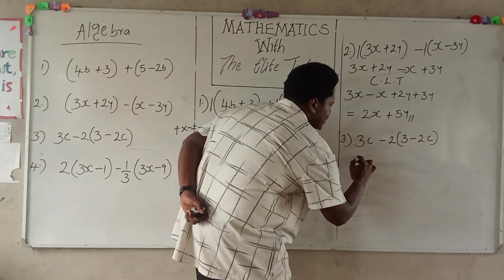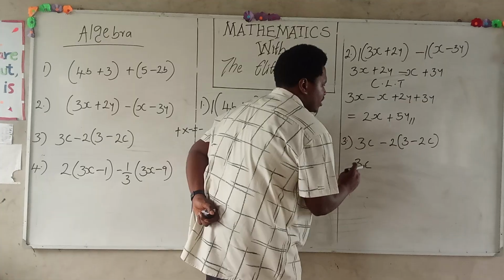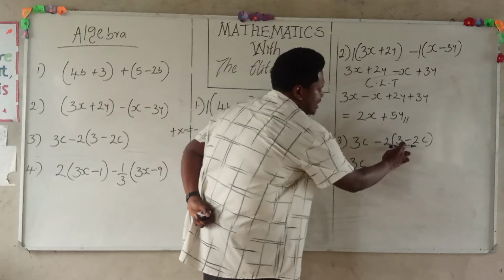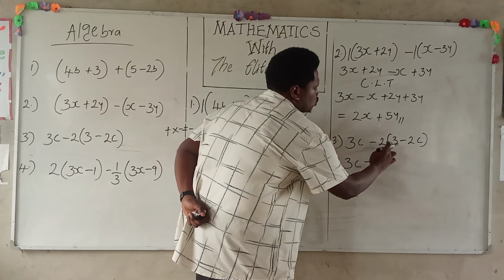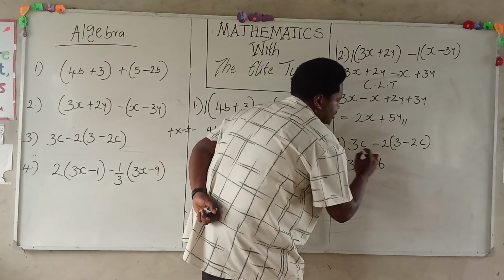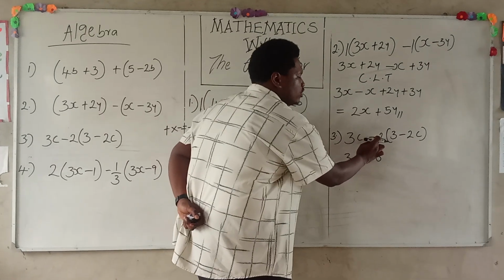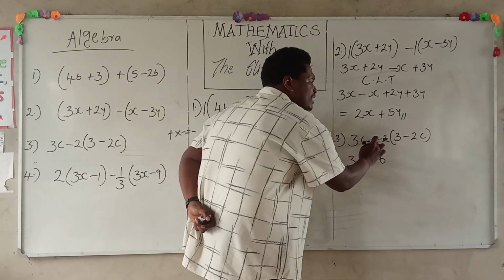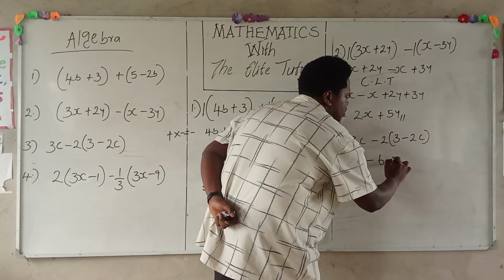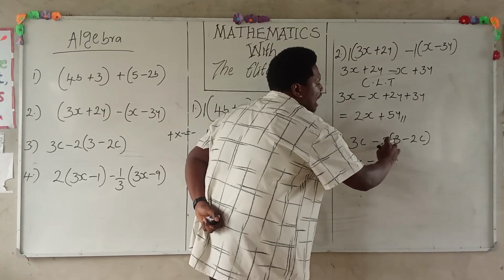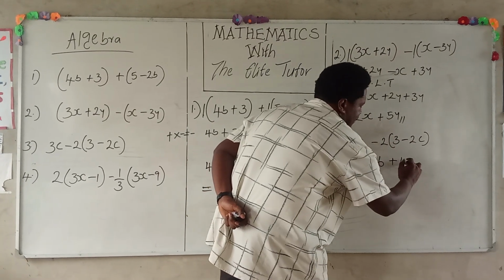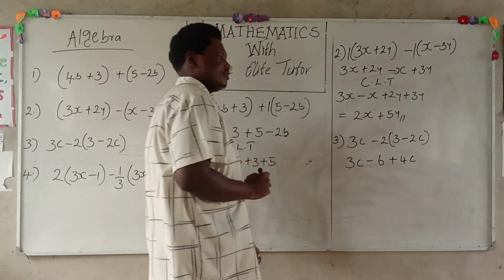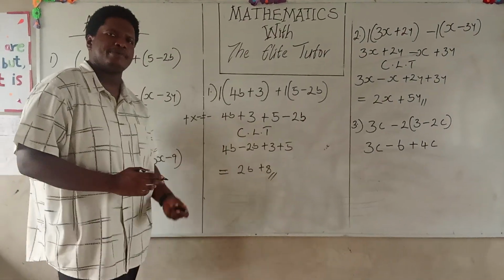So we are going to have 3c minus 2 times 3, we are going to have 6. Now minus 2 times minus 2c. Firstly, minus times minus will arrive at plus, and 2 times 2c will arrive at 4c. And at this point, you'll be able to open the bracket.